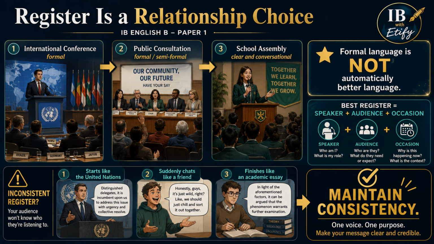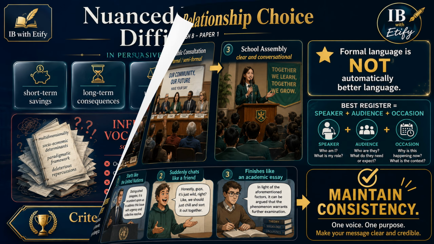Register must also fit the occasion. A speech at an international conference may require formal language. A school assembly may allow a more conversational style. Formal language is not automatically better language. The best register is the one that fits the relationship between speaker and audience. What matters is consistency. Do not begin as though you are addressing the United Nations, suddenly sound as though you are chatting with friends, and then finish like an academic essay.